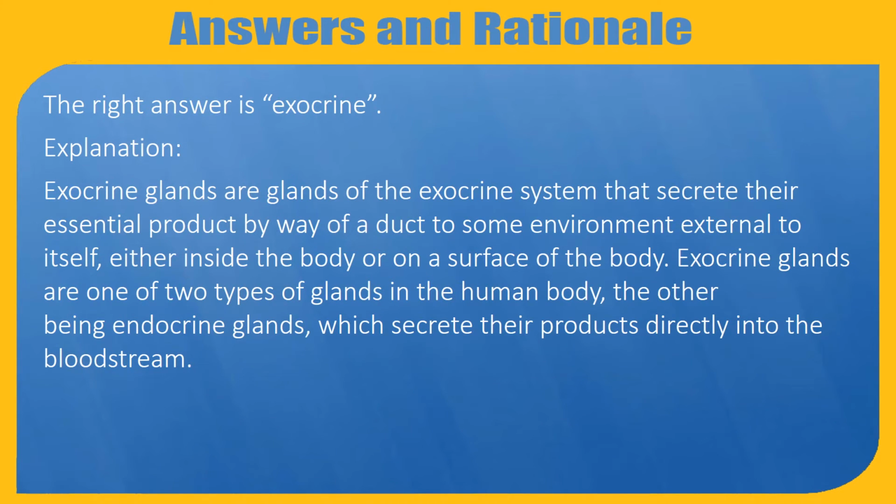Explanation: exocrine glands are glands of the exocrine system that secrete their essential product by way of a duct to some environment external to itself, either inside the body or on a surface of the body. Exocrine glands are one of two types of glands in the human body, the other being endocrine glands, which secrete their products directly into the bloodstream.